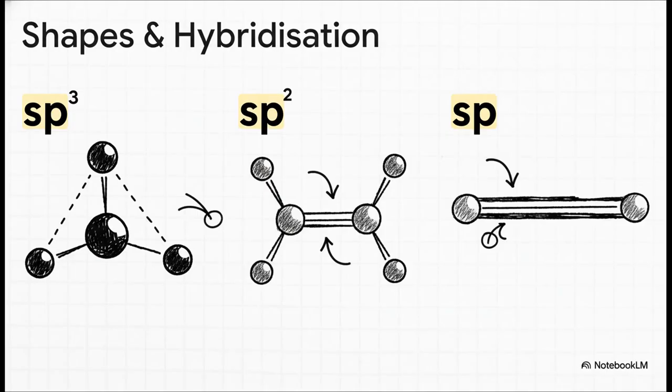Now, depending on how carbon uses its four hands to bond, the molecule gets a specific 3D shape. And this is all because of something called hybridization. It's really simple. Just remember this. If carbon forms all single bonds, it's sp3 hybridized, and you get a tetrahedral shape. If it has one double bond, it's sp2, and the shape is flat, or trigonal planar. And if it forms a triple bond, it's sp, and the molecule is a straight line, completely linear.